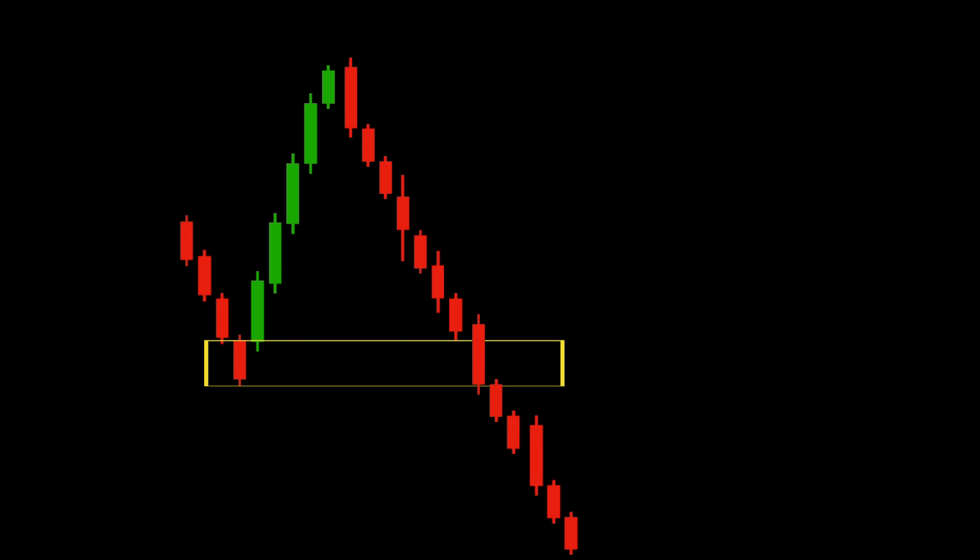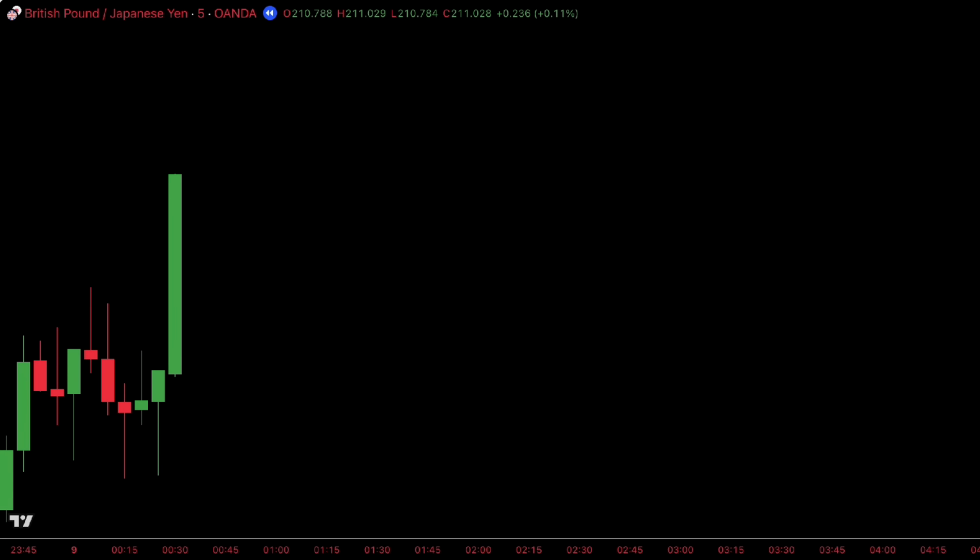As you can see, all the conditions are met, but the market does not respect the zone. This happens frequently. So does this mean the strategy doesn't work? No. The method works, but the zone alone is not enough. You still need confirmation. Now let's look at another example.